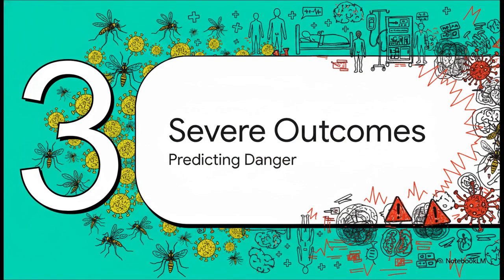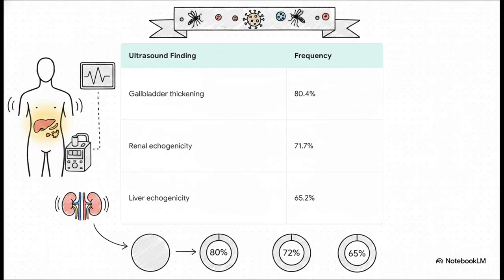Which brings us to Section 3, predicting severe outcomes. So, when things go south and patients crash, they're rushed to the ICU with severe organ failure, and doctors need answers fast. A recent study used simple bedside ultrasound on 46 confirmed yellow fever patients and discovered some highly reproducible and highly alarming abnormalities.